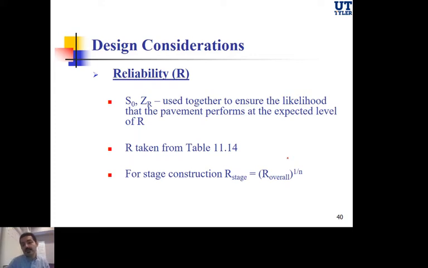R, the reliability level, will be taken from the table that I'm going to show in a little bit, which is 11.14. And for stage construction, sometimes if you are intending to build a highway at different stages, the reliability for certain stages is equal to the reliability of the overall project to the power of 1 over n, where n is the number of years.